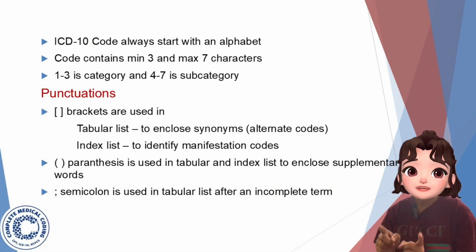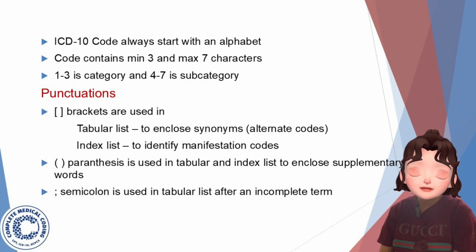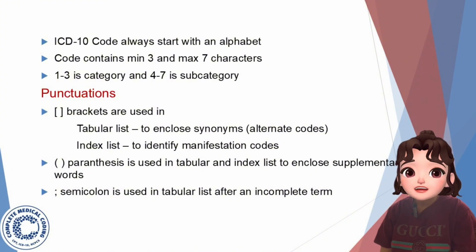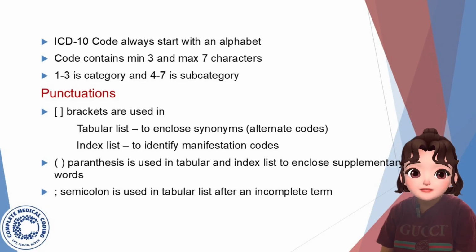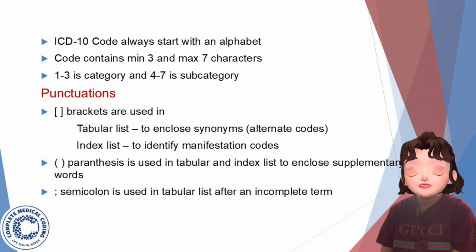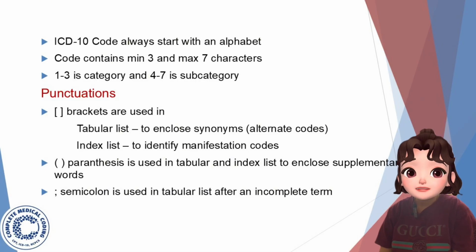Punctuations. Square brackets are used both in the tabular list as well as in the index list. What is the use of brackets? Brackets are used in the tabular list to enclose synonyms or alternate codes, and the same brackets are used in the index list to identify manifestation codes. Now parentheses are used in both the tabular and index list to enclose supplementary words.